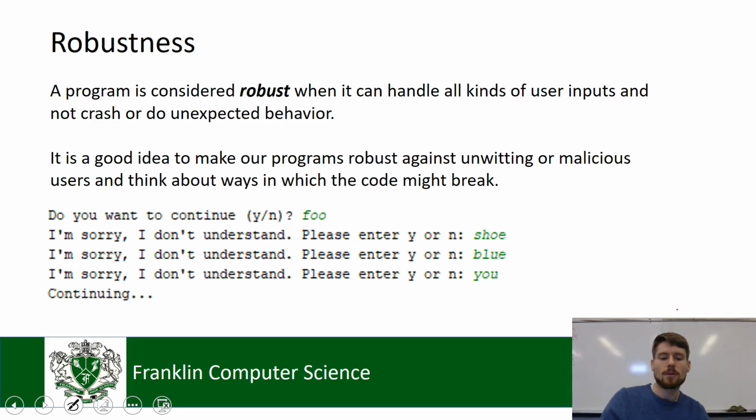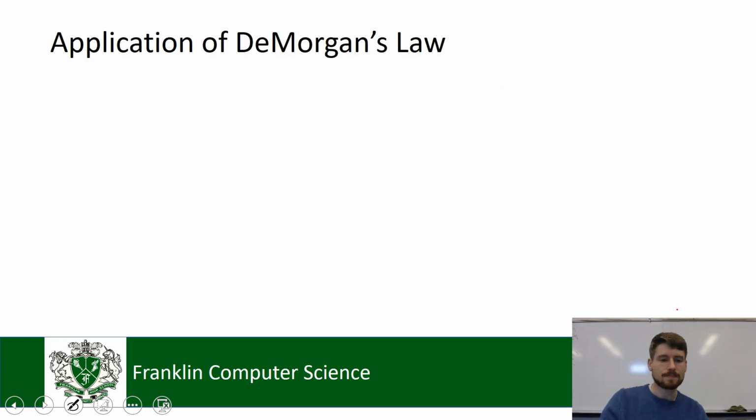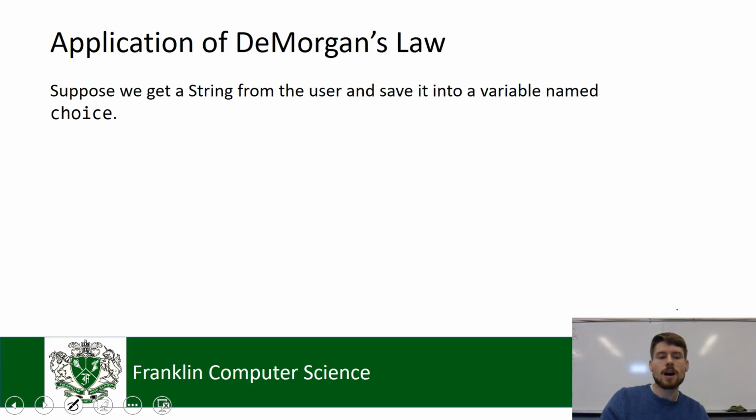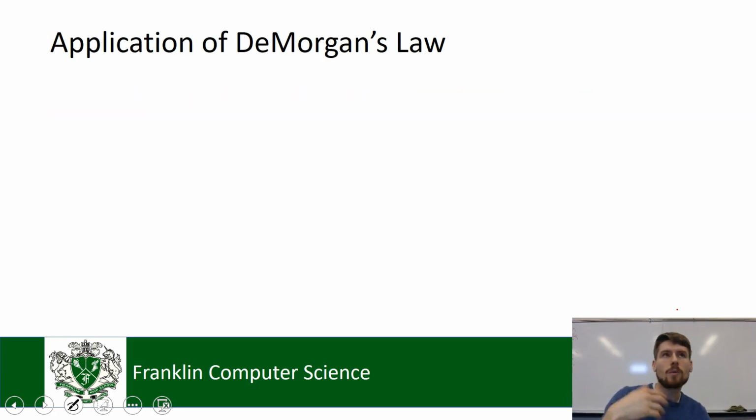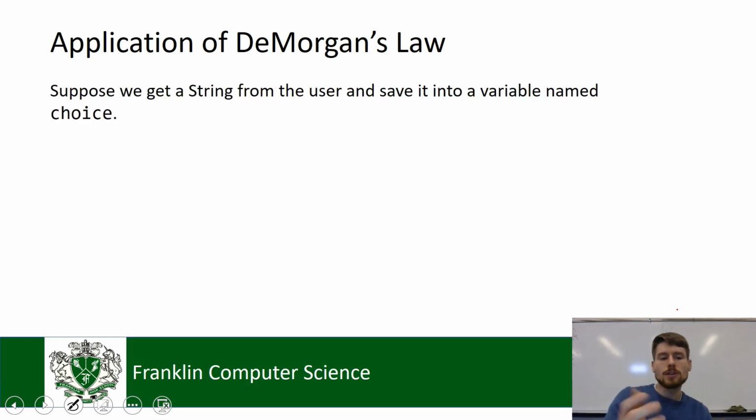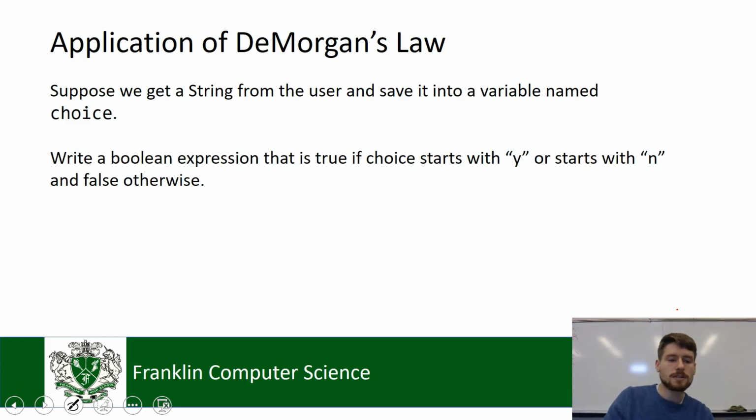So that's an example of creating a robust program that takes in any input and will keep looping until they type something that we expect. And we'll see that De Morgan's law actually comes up while we're doing these kinds of input validations. So here's an example. Suppose we get a string from the user and save it into a variable, we can call it choice. We're going to write a Boolean expression that's true if choice starts with Y or starts with N, and false otherwise.